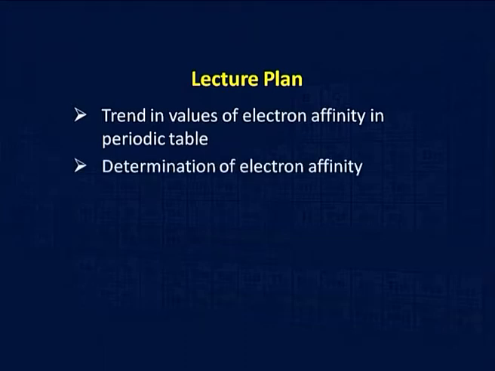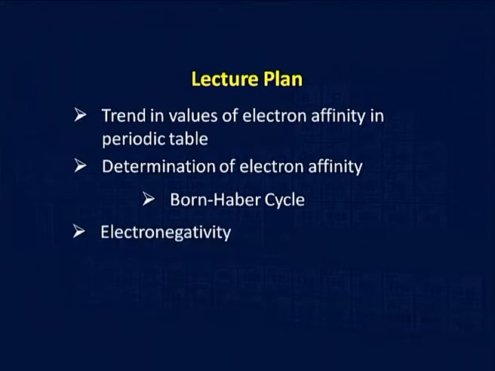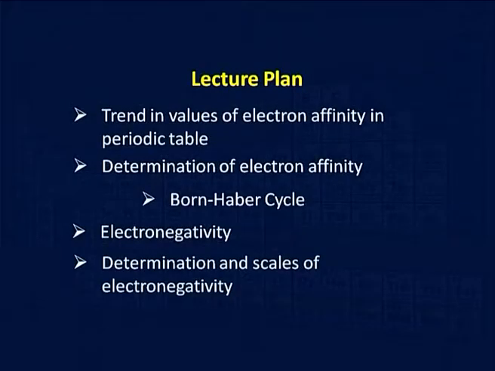Then we will learn about the determination of electron affinity with the help of Born-Haber cycle, and after that we will learn about the electronegativity, the periodicity in periodic properties, particularly in respect to electronegativity. We will know about the determination and scale of electronegativity. So, this is our today's plan, and now we will go through a table.